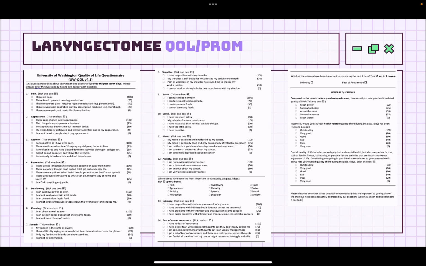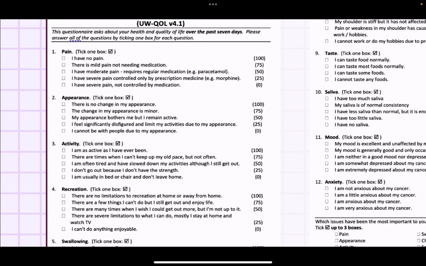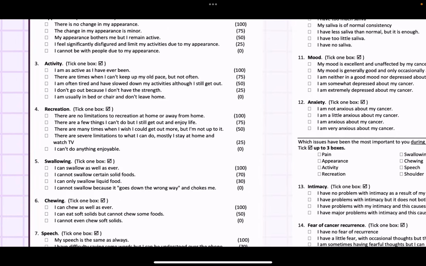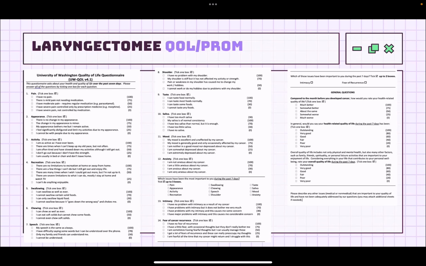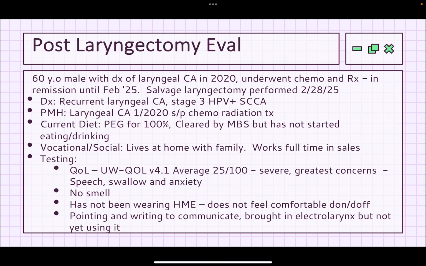Our alaryngeal patients also have their quality of life. You can pause and zoom in on these, and look at each one of these sections that your patient would fill out, just to give you an idea of how they are feeling about their voice and the quality of their voice. So let's take a look at an eval.